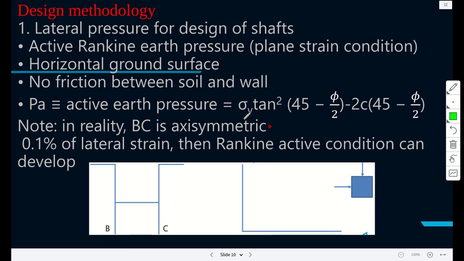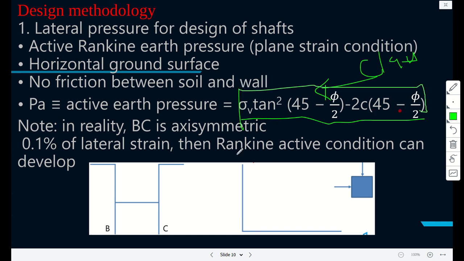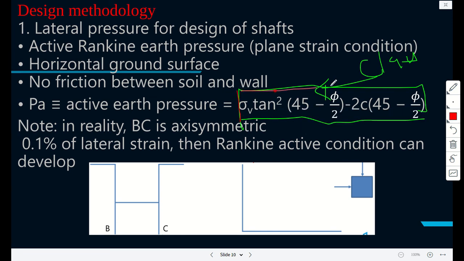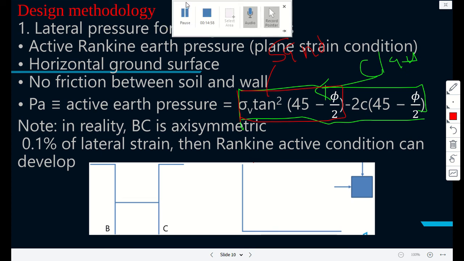Now, the active earth pressure is this, according to Rankine, and this is for clay. The entire equation is for clay, but for sand only this part is relevant. Anyone who can tell me why? For sand only that part is relevant. Why? There is no cohesion.